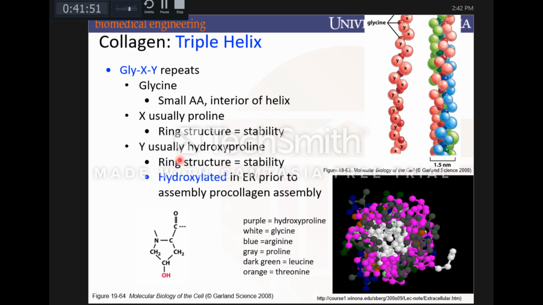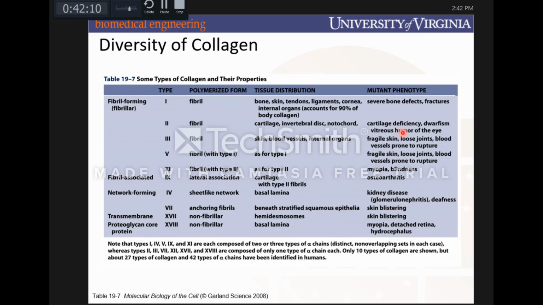And then hydroxyproline, this modification, is required to provide further stability to the collagen molecule. So that's how you get these tight curves. It's basically the two prolines give it a really sharp turn, and then it has the glycine to sort of hold everything together. So like I said, there's a huge diversity of collagen.